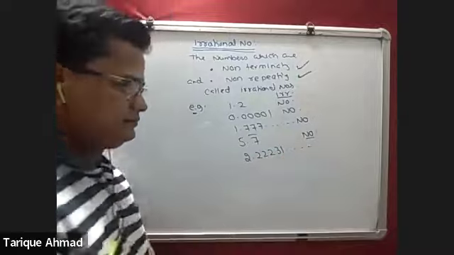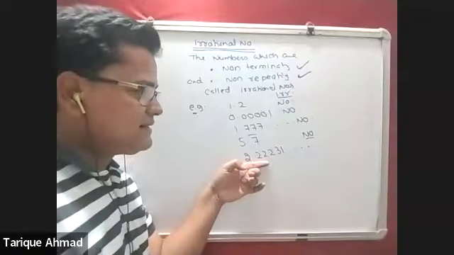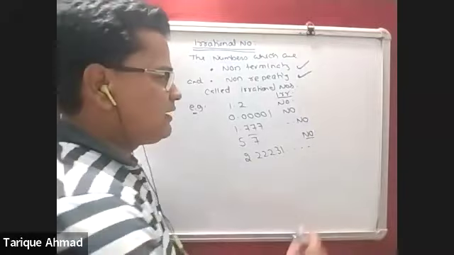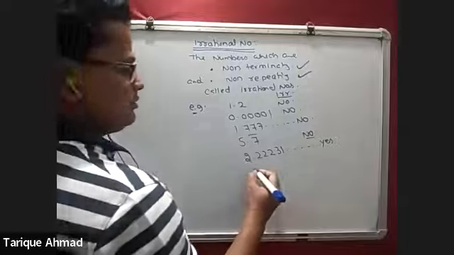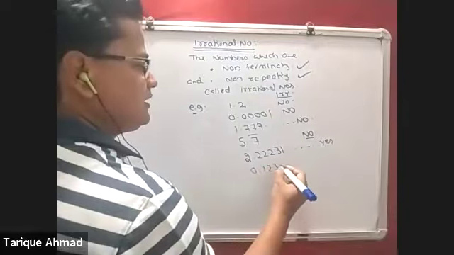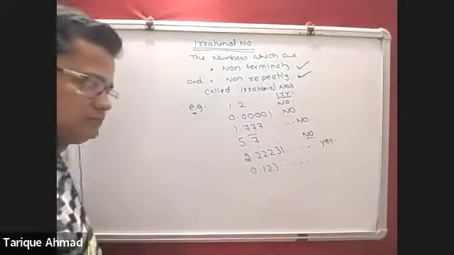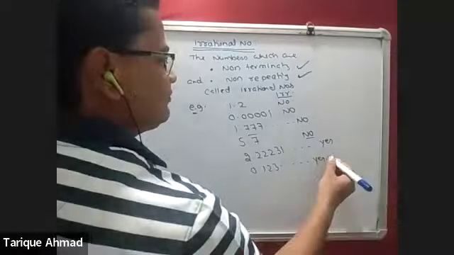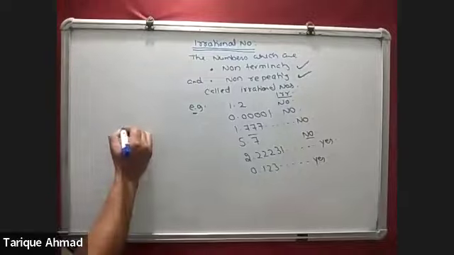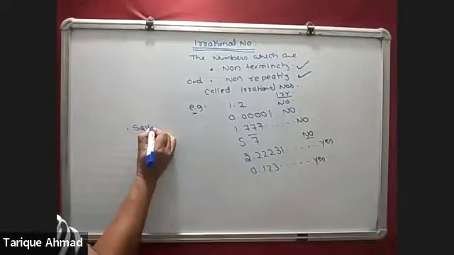2.22231 dash dash dash. This is an irrational number. Right. The first condition, it is non-terminating. But it's not repeating as well. Not repeating, correct? So that's why this is irrational. Correct? Now, 0.123 dash dash dash. This is also irrational. This is also irrational, right? Yes, sir.